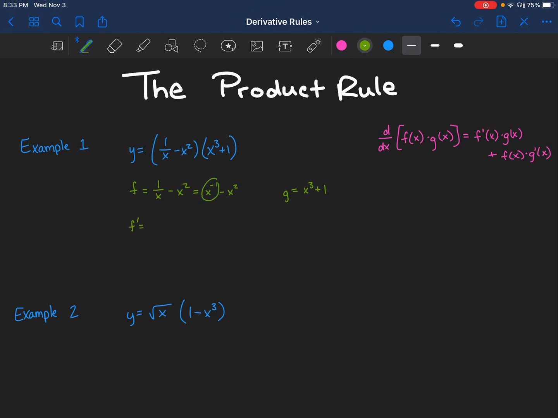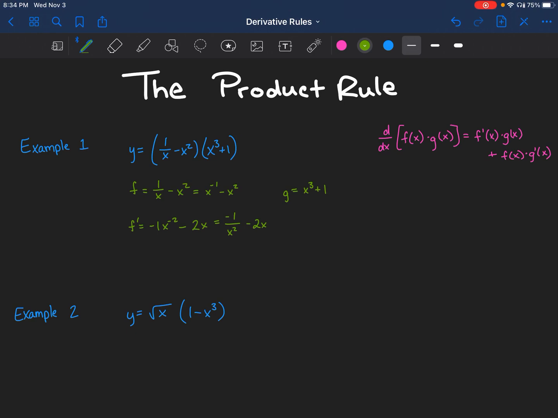Now I need to take the derivative of both of them. If I take the derivative of x to the negative 1, that's going to pull the negative 1 out front, and I take x to the negative 1 minus 1, which makes it x to the negative 2. I'm going to come back and handle that in a second. Then I'm going to do the minus x squared part. I'm going to pull the 2 out front, and it's going to be 2 times x to the 2 minus 1, which is just going to turn into x to the first, but I don't really need to write the 1. So I'll rewrite that one last time. This negative exponent goes to the denominator, so we'll have negative 1 over x squared minus 2x. So there's going to be my final derivative.